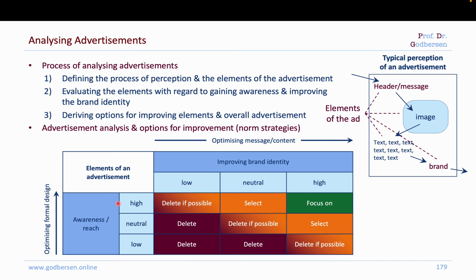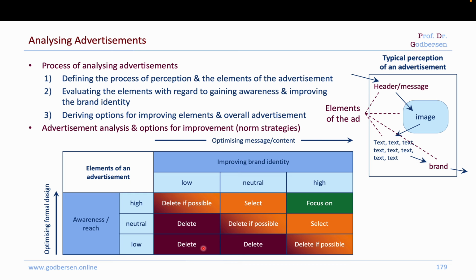And then on the y-axis, the awareness reach, think back. That is what I've told you at the start of this part here. That is rather the design, the formal or optimization. So if we are performing poorly on the y-axis, we should do something about the formal design. If we are performing poorly on the x-axis, on how the elements improve the brand identity, we should do something about the message and the content of this element.